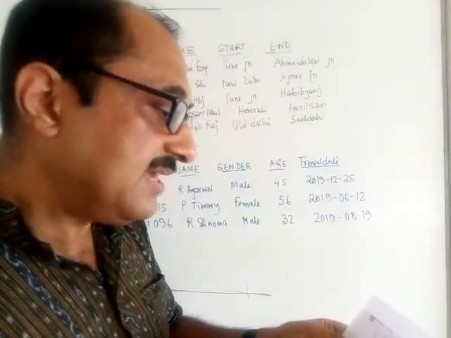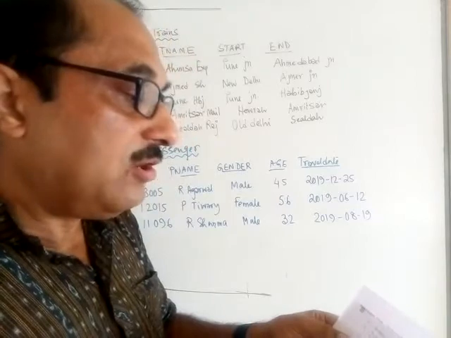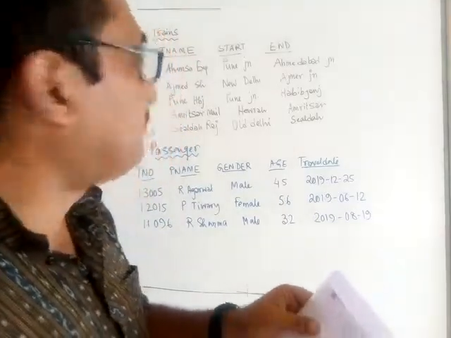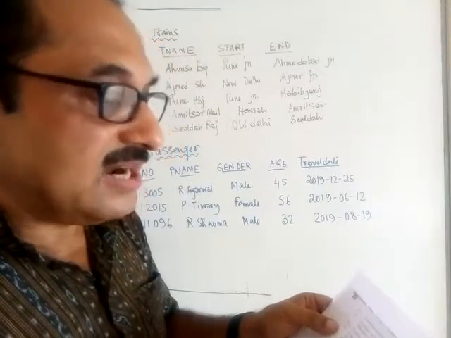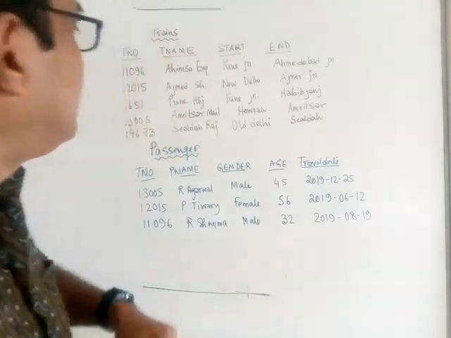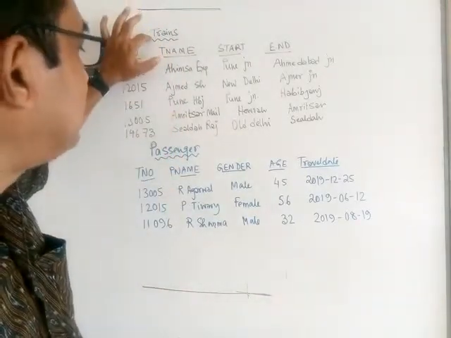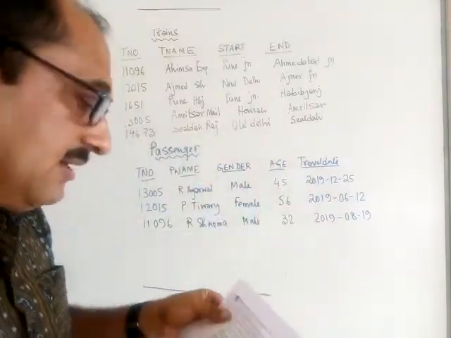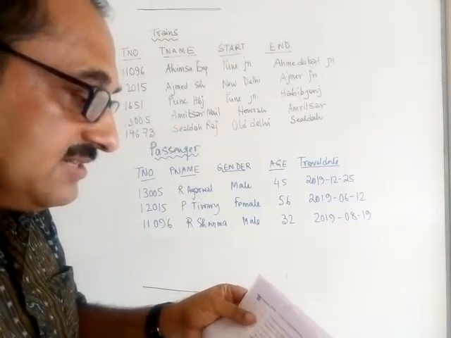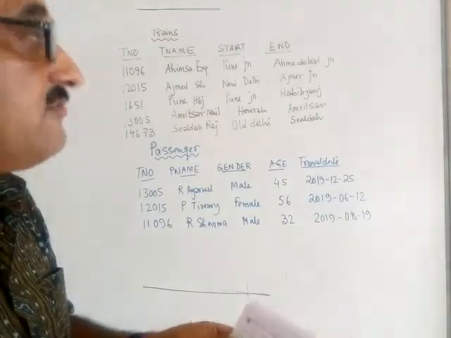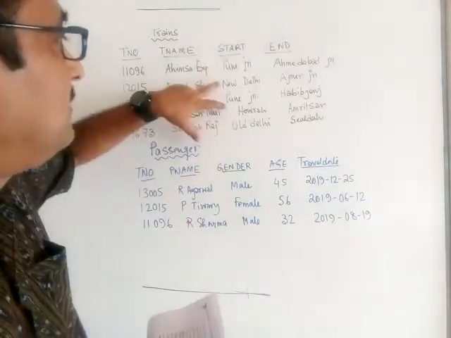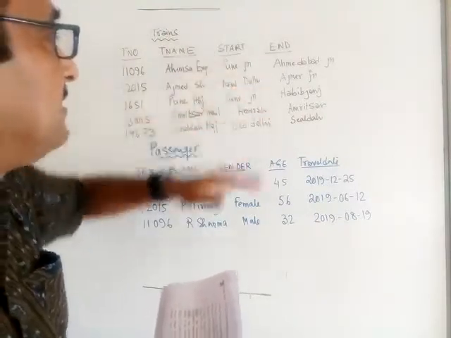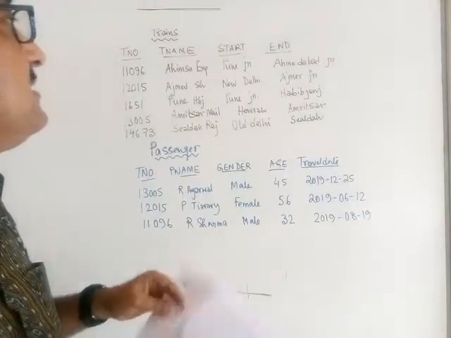The first question says to display the details of all the trains which start from New Delhi. Trains means I am talking about this table. The passenger table is not relevant here. So we can see the word New Delhi is here, maybe somewhere else also. I did not write all the things. So basically it's very simple.